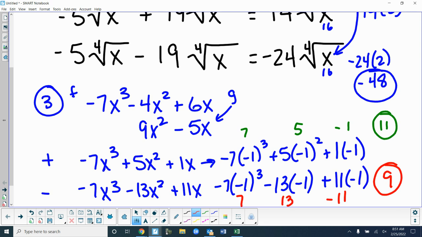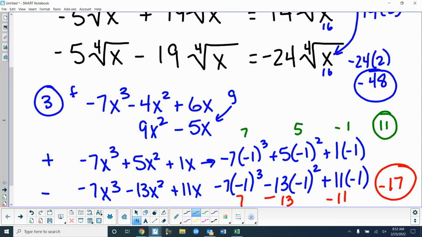Oh, you're right. I forgot that. Thank you. So that changes that to negative 13, doesn't it? So my answer changes from 9 to 7 minus 13, negative 6, minus 11, negative 17. Thanks, Connor, for catching me.